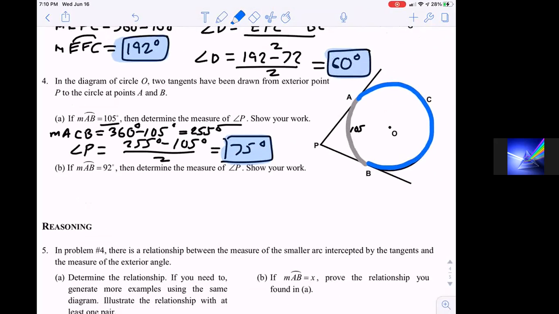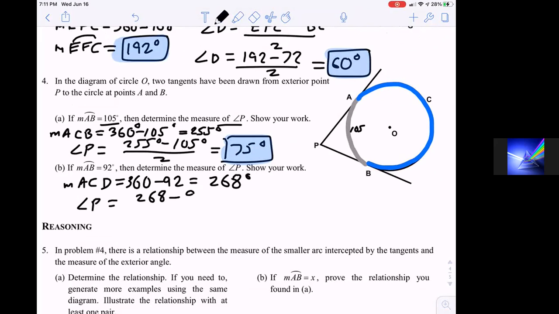And then in part B, you're just repeating this whole thing, but what if the gray arc was a slightly smaller arc at 92 degrees? So the measure of ACB would be larger. If the minor arc is smaller, the major arc will be longer. So 360 minus 92 this time would be 268. Angle P is equal to 268 minus 92 over 2, which is about 88 degrees.